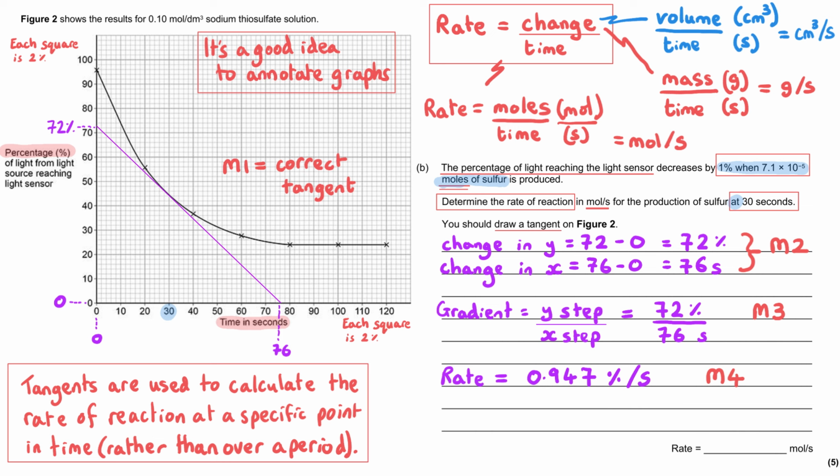Now, our percentage hasn't quite changed that much. It's changed by just less than 1%. And so the moles of sulfur produced in that time will be just less than 7.1 times 10 to the minus 5. And we can actually calculate its value by taking that number of 0.947 and multiplying it by 7.1 times 10 to the minus 5. And then when we get that, we can get a value of 6.73 times 10 to the minus 5 moles per second.